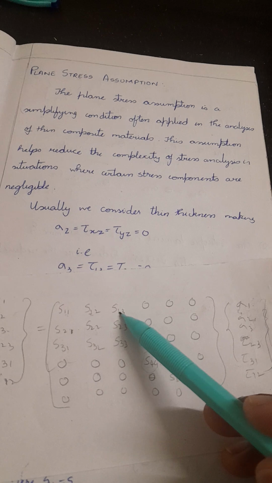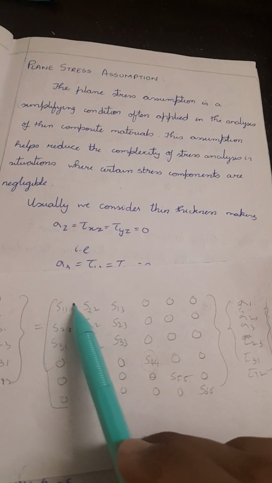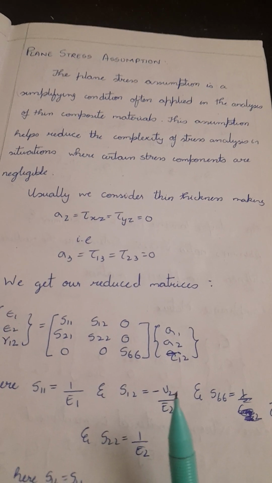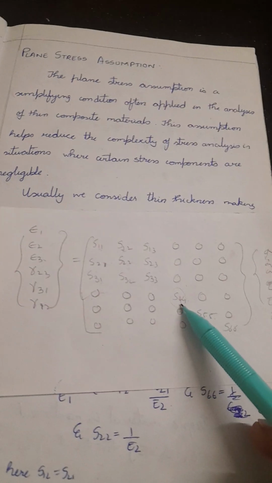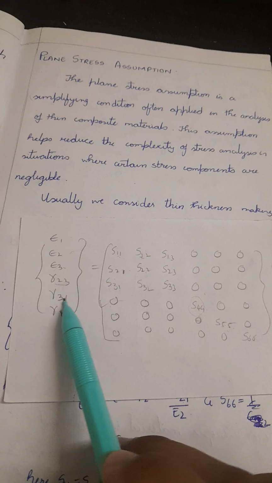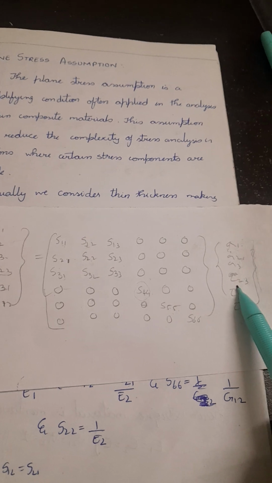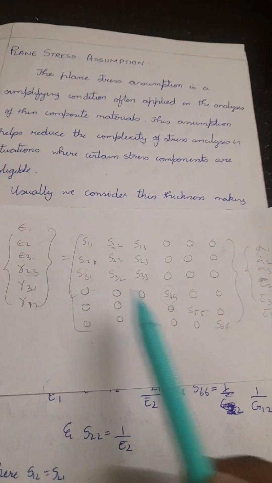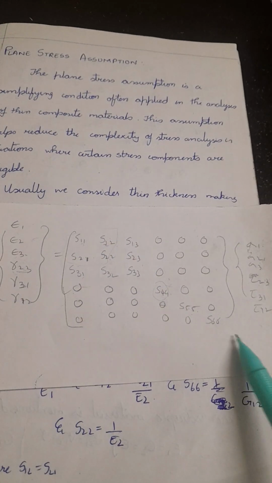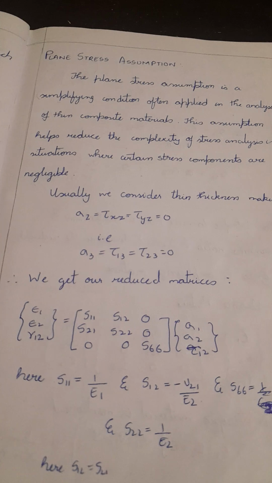Like this term has 3, this has 2 and 3, 3 and 3, 3 3 3, all these go 0, and I'm only left with this 2 by 2 matrix and S66, right? This is how my matrix would look. You might be wondering why there isn't S44 and S55. S44 and S55 correspond to 2 3, because I can write my gamma 2 3 as S44 times tau 2 3, but when there's no gamma 2 3 at all, how would this exist? So I've got barely these 4 terms and this 1 term.